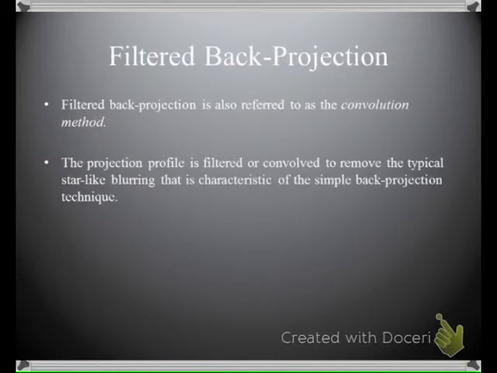If we begin with filtered back projection, it is also referred to as the convolution method. Once again, remember that filter and convolution are very much the same thing. The projection profile is filtered or convoluted to remove the typical star-like blurring that is characteristic of the simple back projection technique. So what we're striving to do here is to remove the star pattern and only see the images that we need.